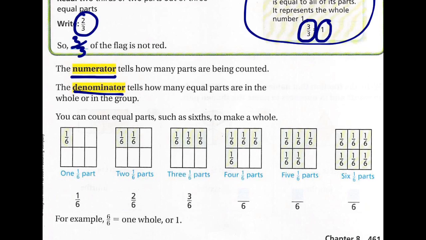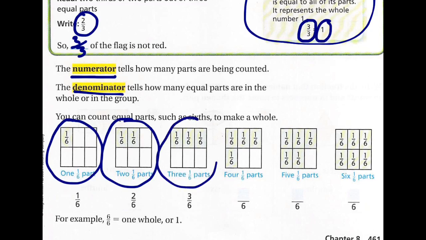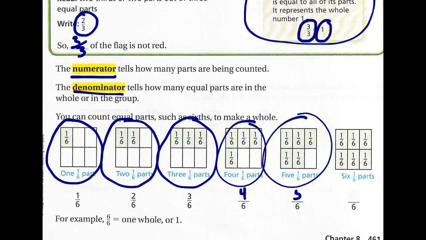Okay, you can count equal parts such as sixths to make a whole. So this would be 1/6. If 2 were shaded in, that would be 2/6, 2 out of 6. 3/6, 3 out of 6. 4/6, so we could put 4 as the numerator. 5/6, so that would be 5 as the numerator. And then 6/6 would be 1 whole. So if we wrote 6/6, we could write equals 1 whole, or equals 1.